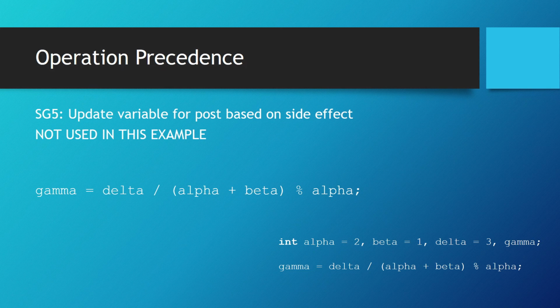Subgoal 5 is not used in this example. The statement is valid. The value 1 is assigned to the variable gamma.